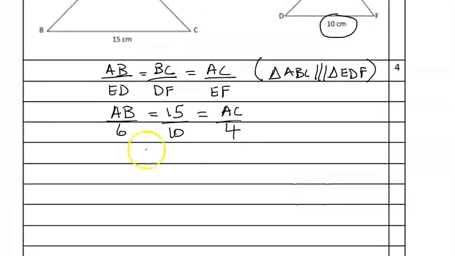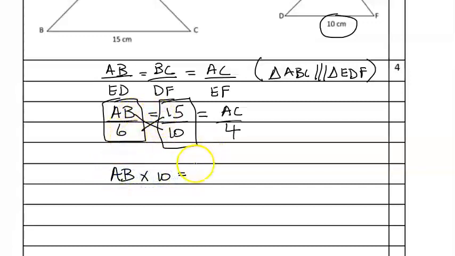Now if I look at this very carefully, they want me to solve for AB, therefore I have to use that ratio. And I have a complete ratio here, which is 15 over 10. So that's the two that I'm going to use. I can't use AC over 4 because AC is unknown. So now I'm going to cross multiply. AB times 10 equals 15 times 6.